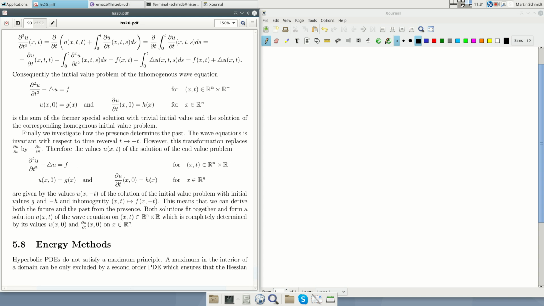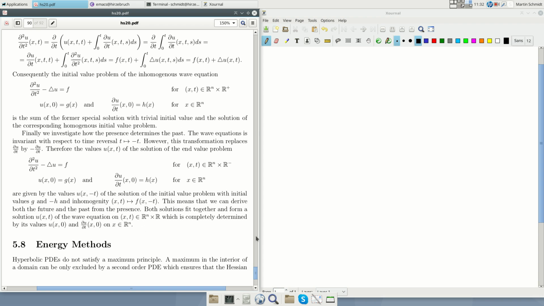So this means for the wave equation, the present not only determines the future, but it also determines the past. And of course, we may combine these two solutions, so the solution of this end value problem and the initial value problem, to obtain a solution on the whole for all times t.